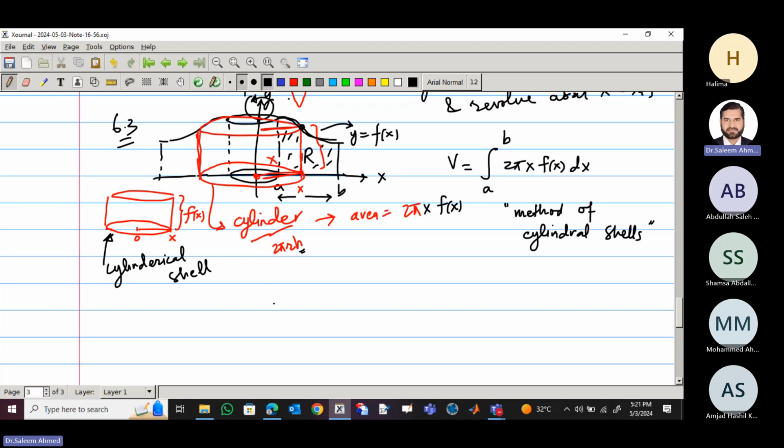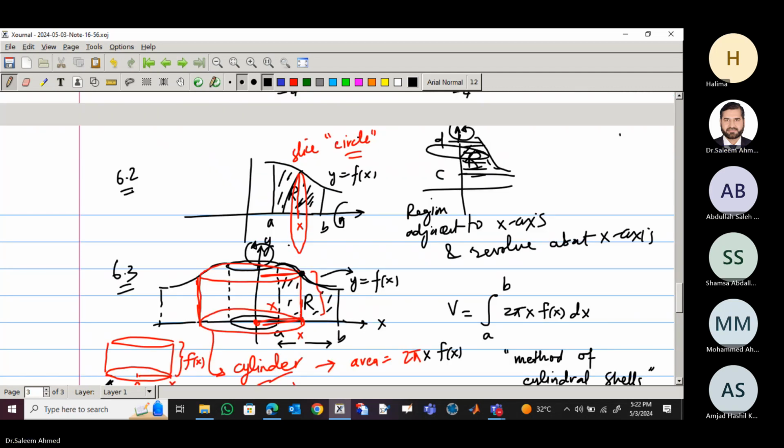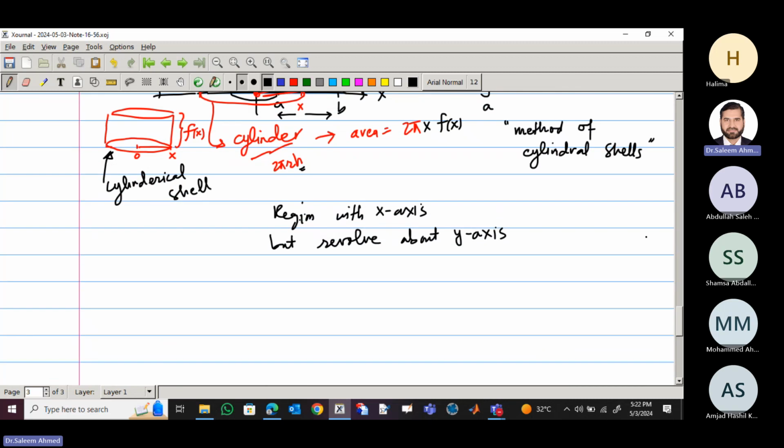So remember, the region R is with the x-axis, but the revolution is about the y-axis. But we are revolving it about the y-axis, the other one. This was not the case in 6.2. In 6.2, both were the same. The area is adjacent to the x-axis and the revolution is about the x-axis too, the same thing. But in cylindrical shells, the region is adjacent to the x-axis, but the revolution is about the y-axis.